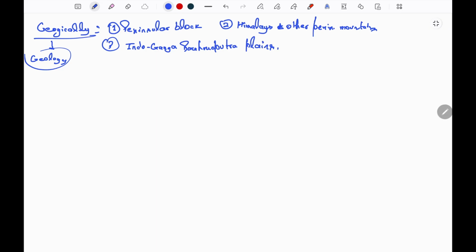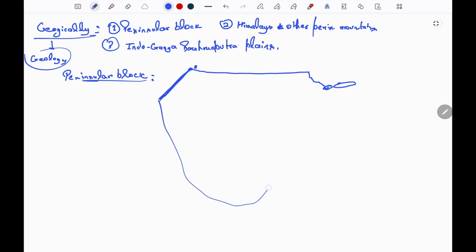Now let us look at the first one, that is the peninsular block. So this peninsular block extends from Kutch in Gujarat to Aravallis. It forms the western boundary, and then it runs parallel to the Yamuna up to the Rajmahal Hills, and also the Karbi Anglong Plateau of Meghalaya and this Malda Gap. This also forms part of this peninsular block. This is the peninsular block of India.